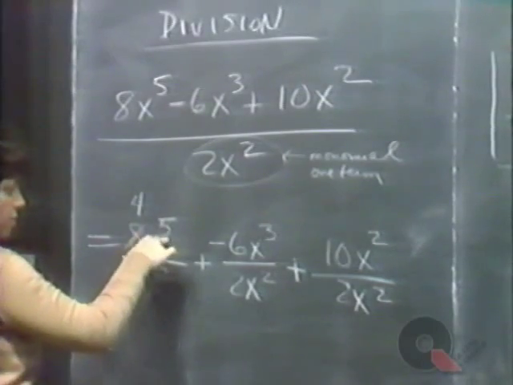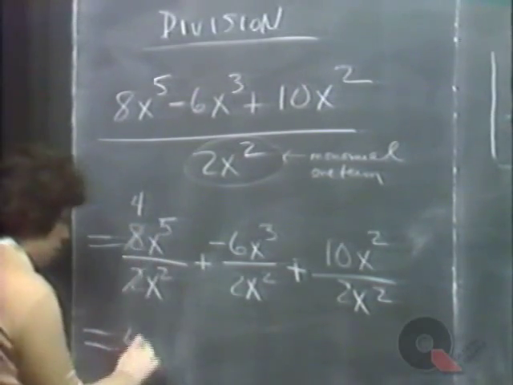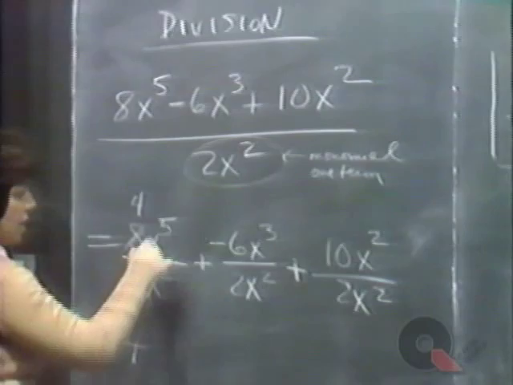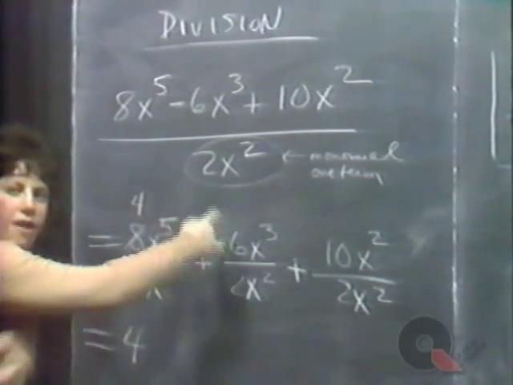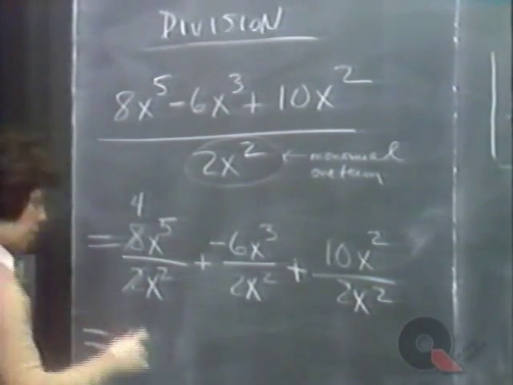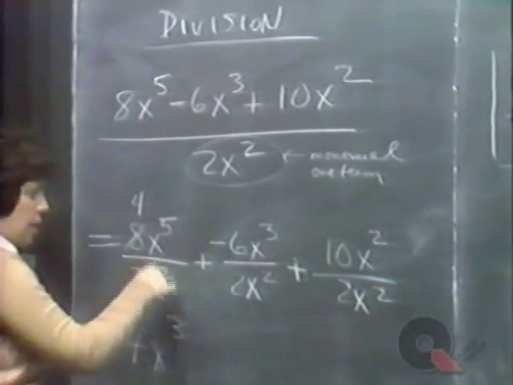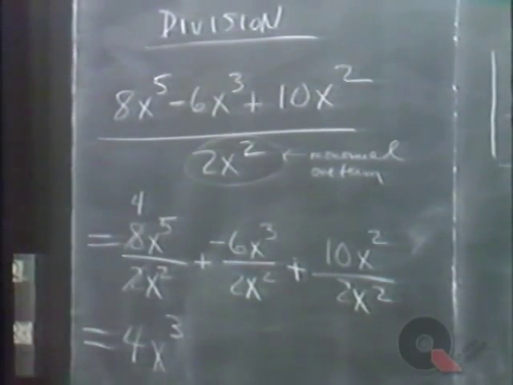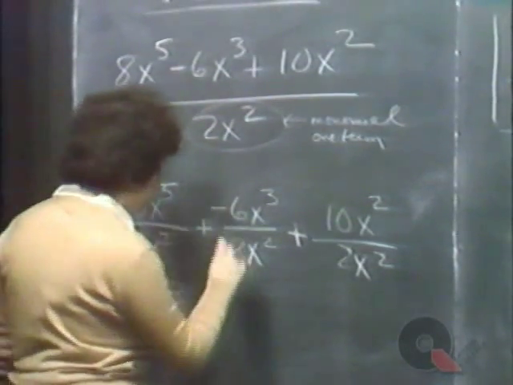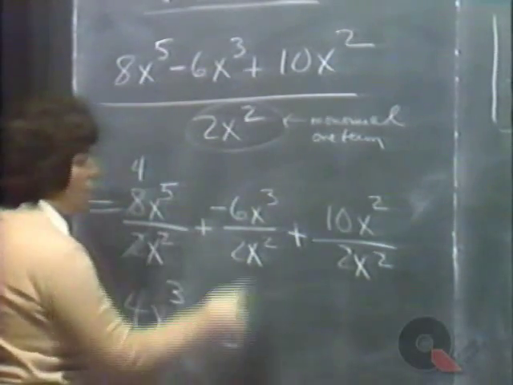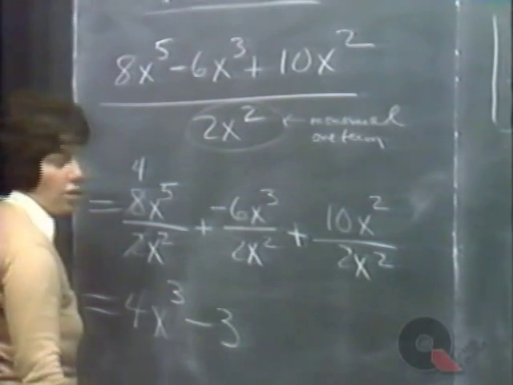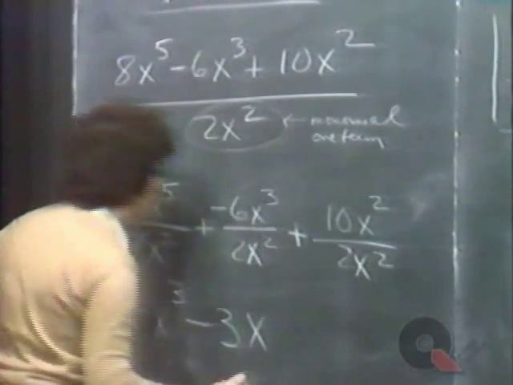X squared into x to the 5th goes x cubed times, or you can say 4x to the 5th over x squared is x to the 5 minus 2, subtracting the powers, giving you 4x cubed. Okay, you're dividing, they have the same base, you can subtract the exponents. Minus 6 over 2, that gives you minus 3. X cubed over x squared is x to the 3 minus 2, or x to the 1.